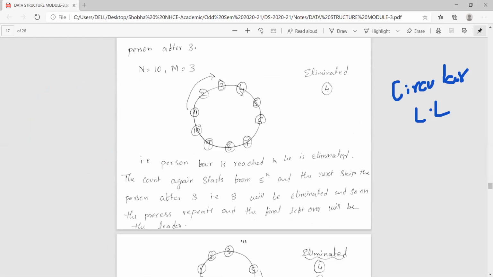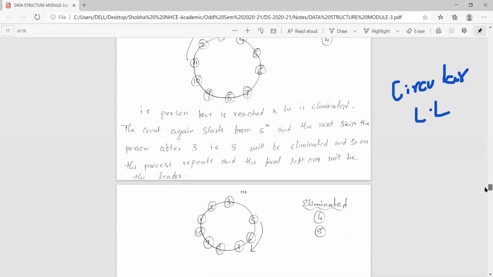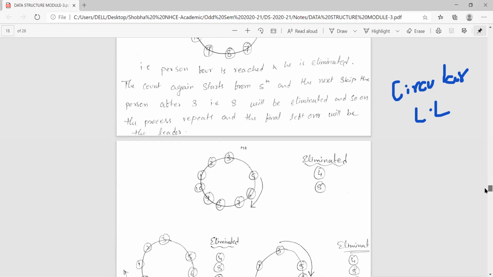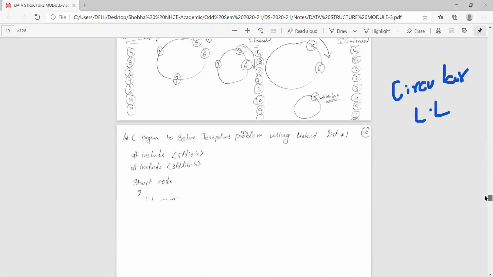So 4, 5, 6, 7 will be removed first, eliminated first. 8, 9, 10, 1 will be eliminated. 2, 3, 4, 5 will be eliminated. 6, 8, 9, like that it will go on, and the winner will be different. So based on your starting position and your eliminating person, the winner will be decided. Anyway, this is what Joseph's problem is.